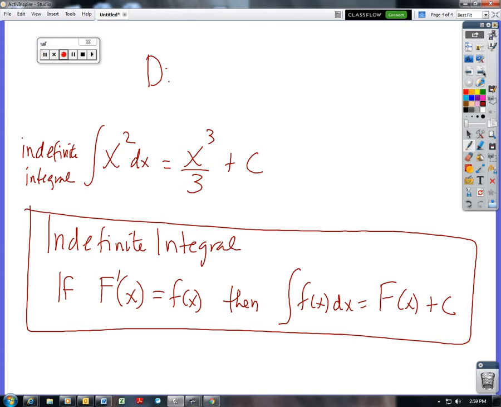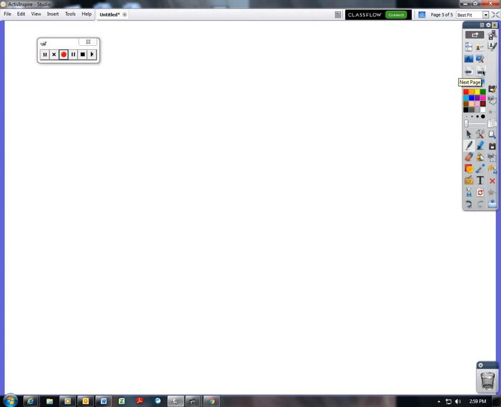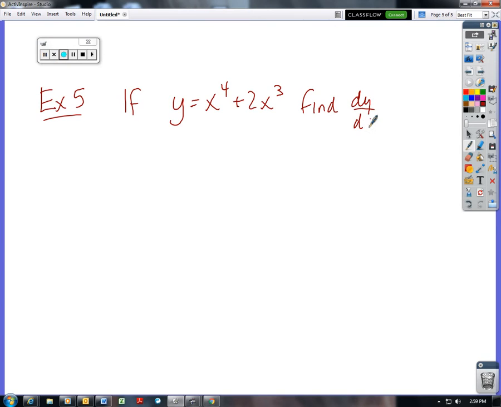Okay, example 5, which says, if y equals x to the 4th plus 2x cubed, find dy dx. So that's the first thing they're asking us to find. Okay, well we can do that. We know how to differentiate. So dy dx would be the derivative, so 4x to the 3rd plus 6x squared.